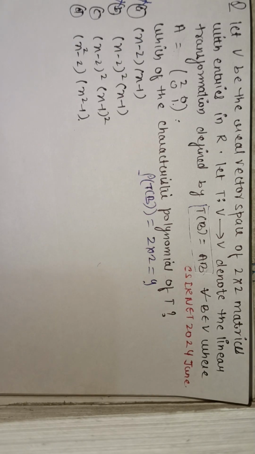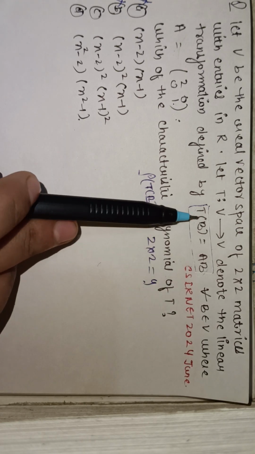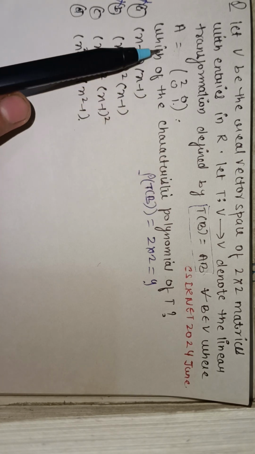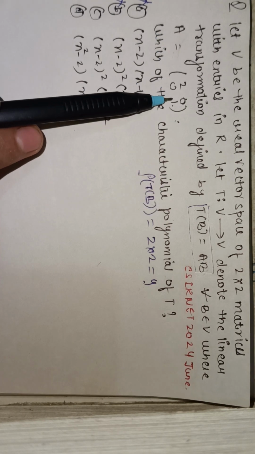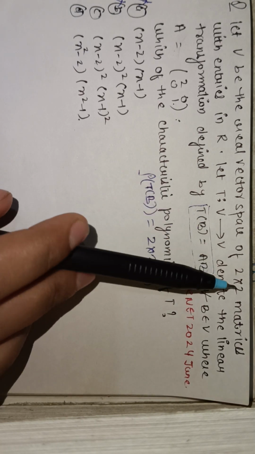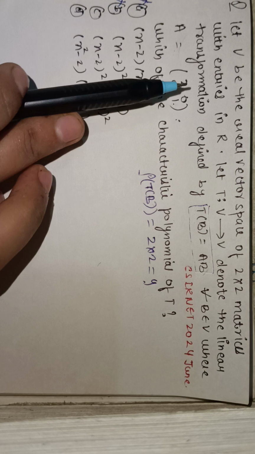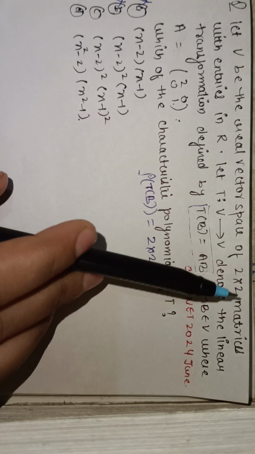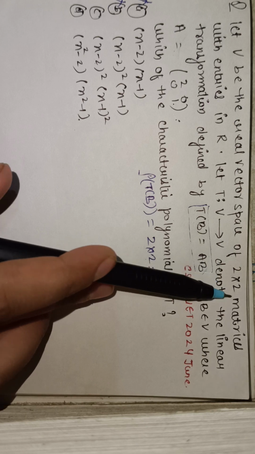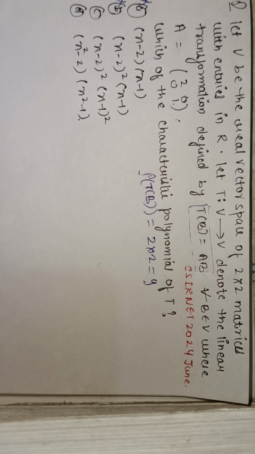So we have to find here the characteristic polynomial of T. First we see what is the rank of this matrix T. We see that A has rank 2, and if this type of matrix comes, then we do n into the rank of A. The rank of matrix A is 2, and this is a 2 cross 2 matrix, so it is 2 into 2. So the rank of this transformation is 4.